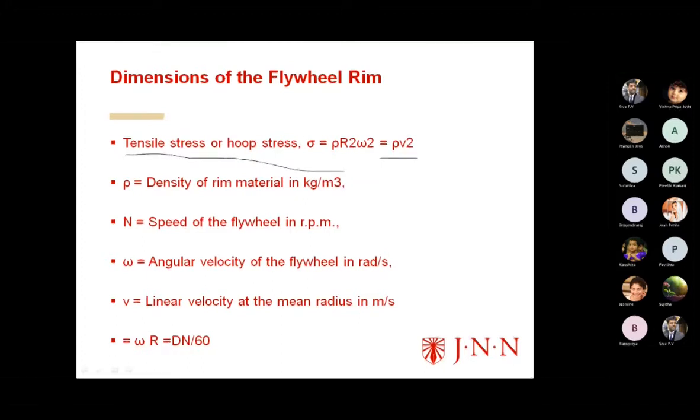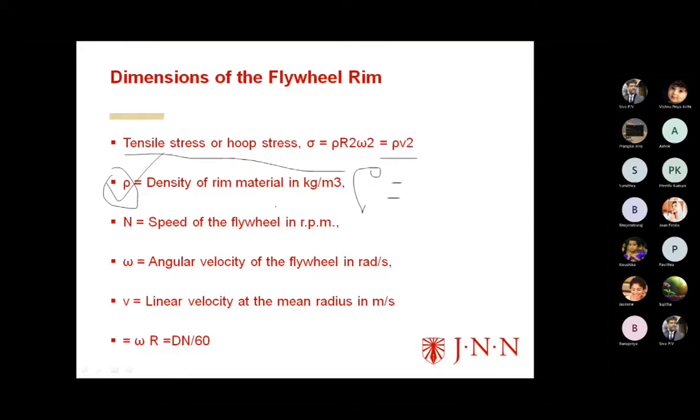Okay, it's not 2 ma, so it is a square. So sigma equal to rho r square omega square equal to rho v square, where rho equal to density of the rim material. The symbol for density is rho. It's not a p, it is a rho.